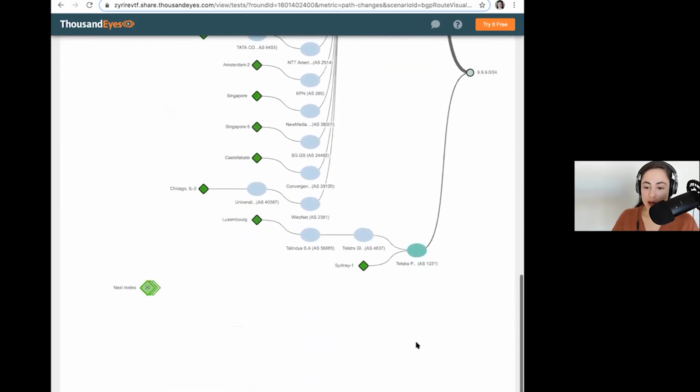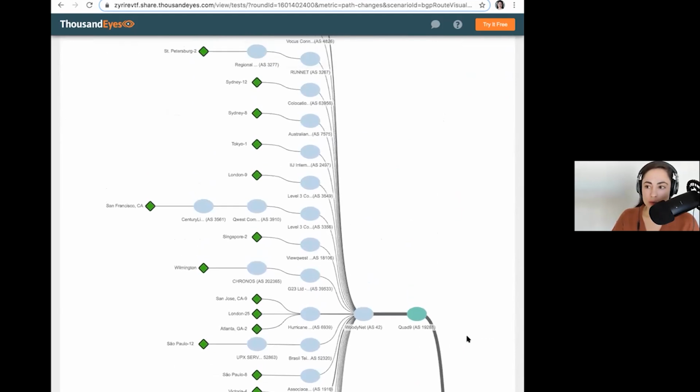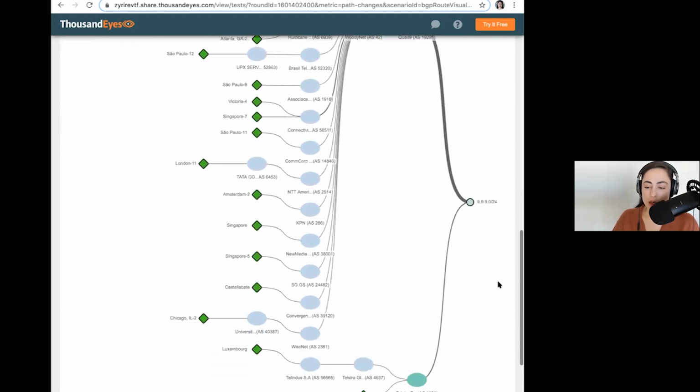So we have Quad9 and we have Telstra, which is really interesting because in a lot of hijacking scenarios that we see, what happens is that the responsible party, the hijacker, whether intentional or not, will start announcing a more specific prefix. So this has happened, for instance, with Cloudflare, where they announced a /20. And then in the case of the recent hijacking with Ross Telecom, accidentally, because of a route leak, they started announcing a /21.